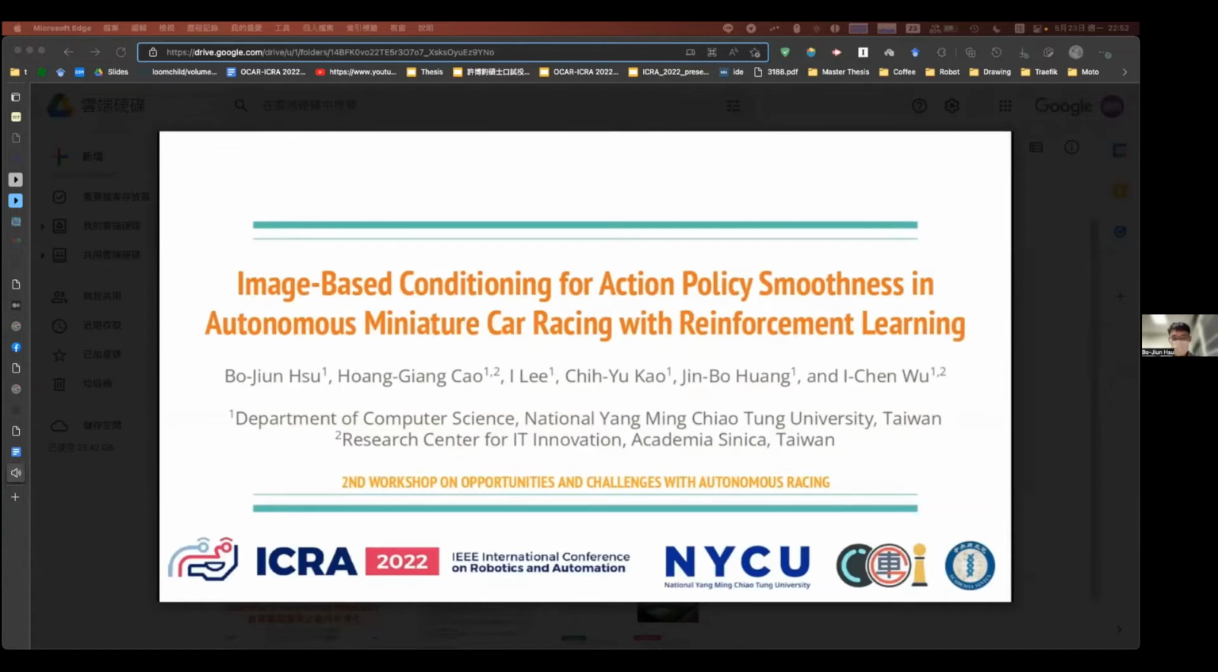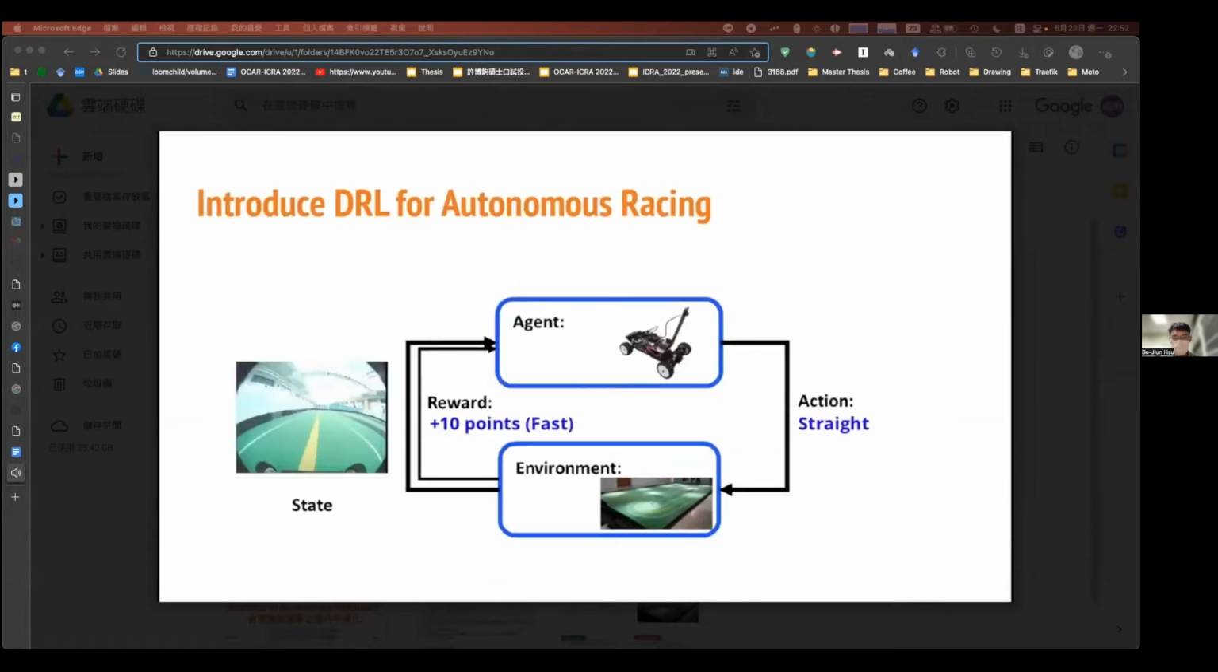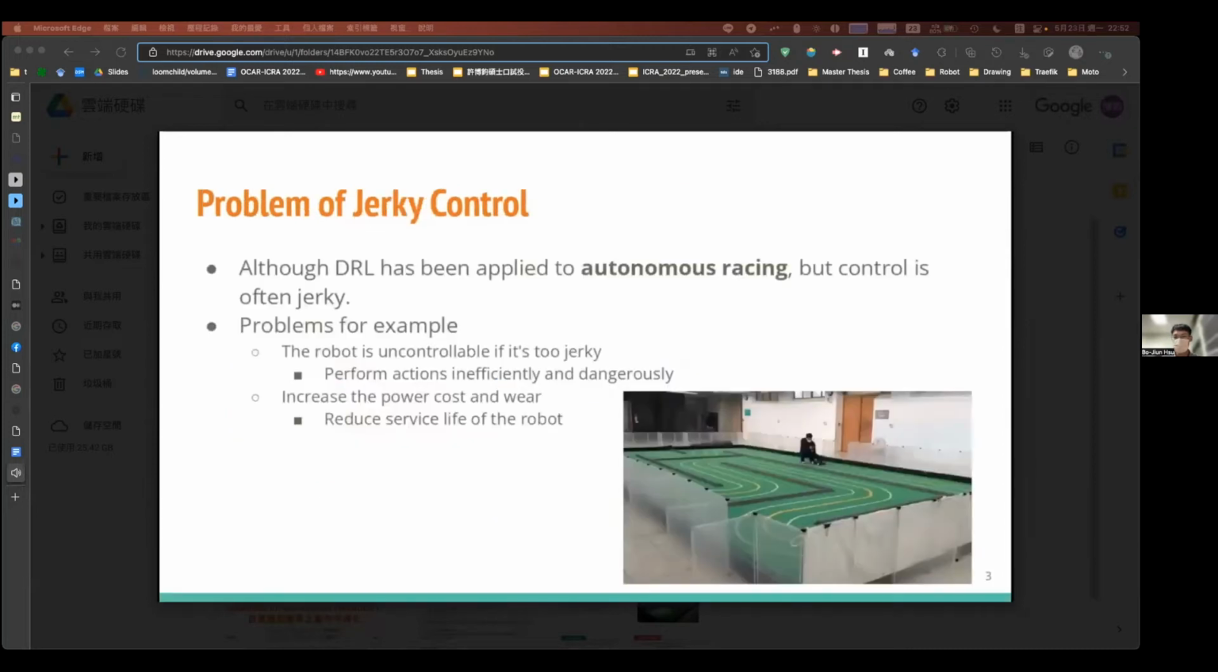My topic is image-based conditioning for action policy smoothness in autonomous miniature car racing with reinforcement learning. By defining the rewards for different conditions, we can let the deep reinforcement learning agent learn how to get the highest score on its own. This allows us to find the best racing strategy.